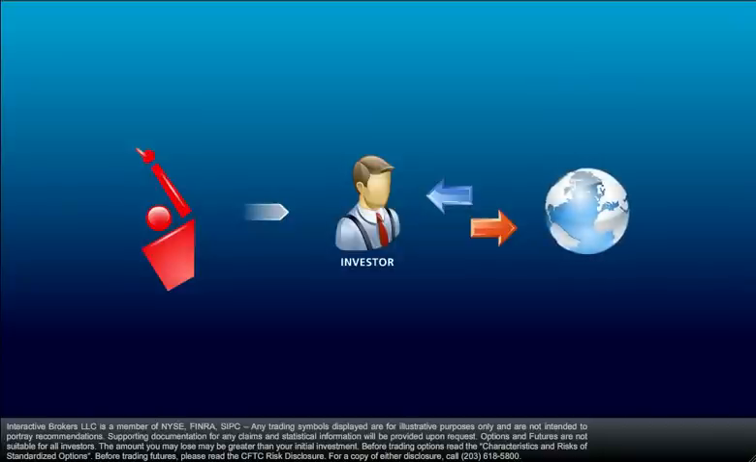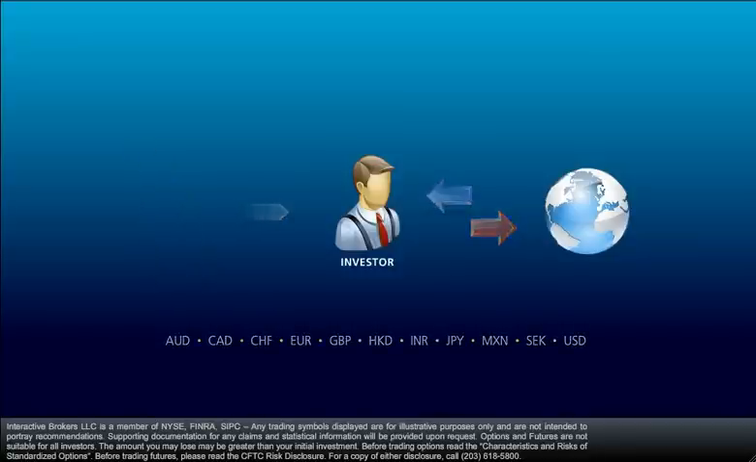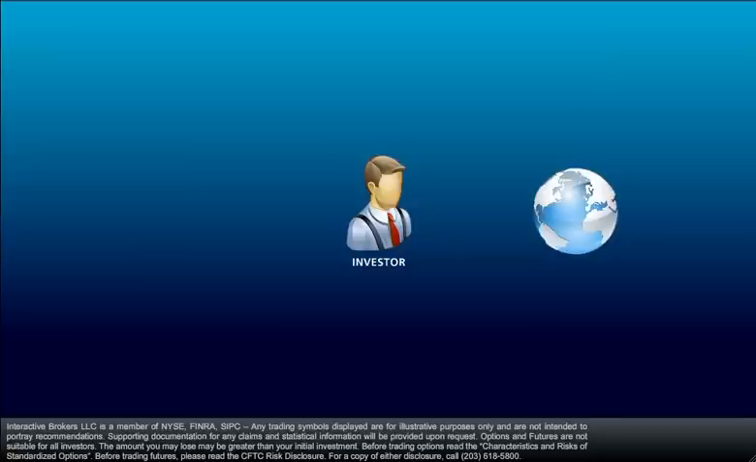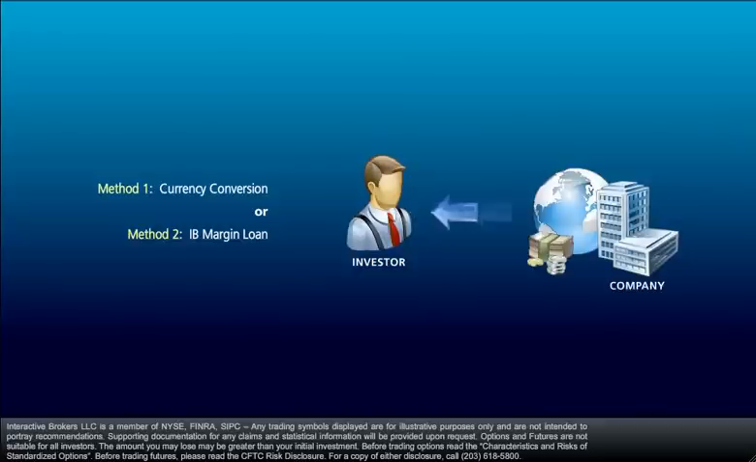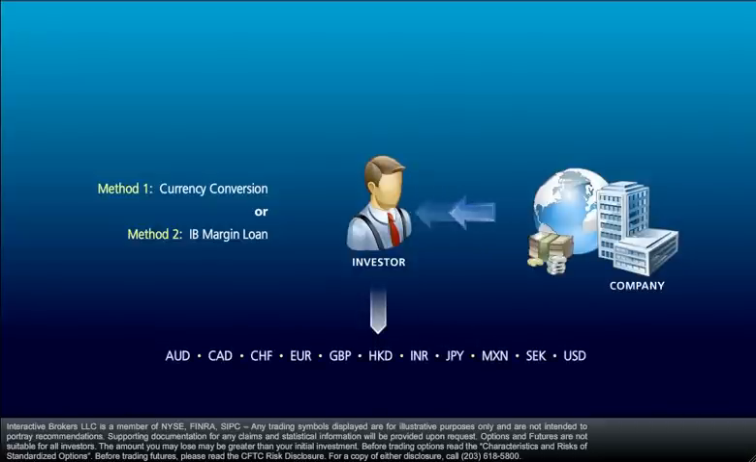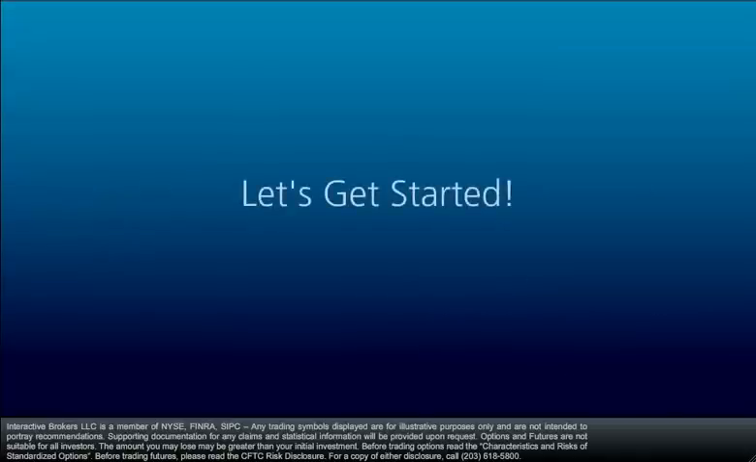IB also permits investors to choose from one of 11 base currencies when deciding the primary funding unit for their accounts. Interactive Brokers has devised two possible methods for those customers wanting to buy stocks in companies domiciled abroad or whose shares trade in currencies other than the base currency the customer has chosen. This tour is designed to help illustrate both methods. Now, let's get started.